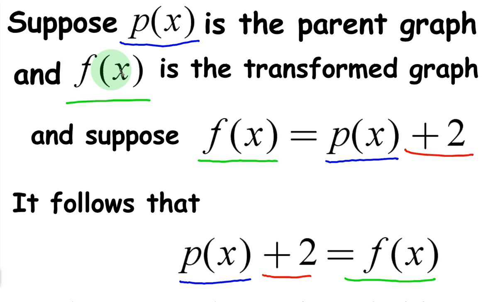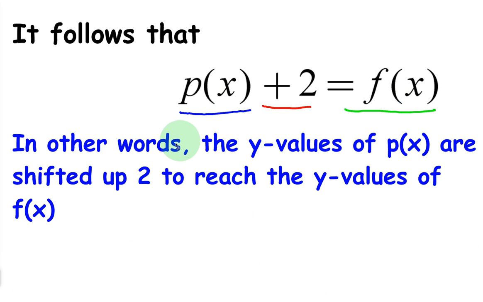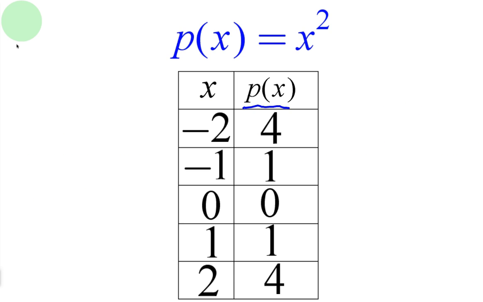Alright, so here's our formal proof, I guess. P of x is the parent graph and f of x is the transformed graph. And suppose f of x is equal to p of x plus 2. I like to make this purple because that's the way it is on the little app. So if f of x is equal to p of x plus 2, then p of x plus 2 gives you the function value. And that's it, folks. It's that simple. In other words, the y values of p of x are shifted up 2 to reach the y values of f of x. Let's see what that looks like on a chart.